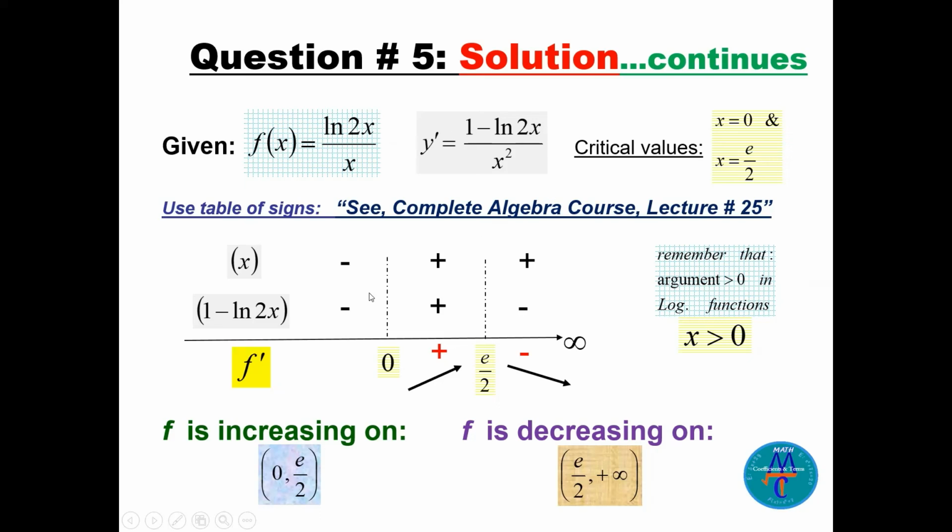So let's do a table of signs. So I can put 0, e over 2. Just take any number there. This will be positive and this will be positive. Take a number between e over 2 and infinity. You can choose any big number like 100. So this will be positive, this will be negative. So this is increasing and decreasing. So the function is increasing from where? From 0 to e over 2. And this function is decreasing from e over 2 to plus infinity. We don't consider the values less than 0.